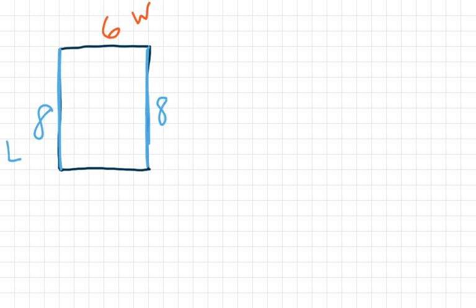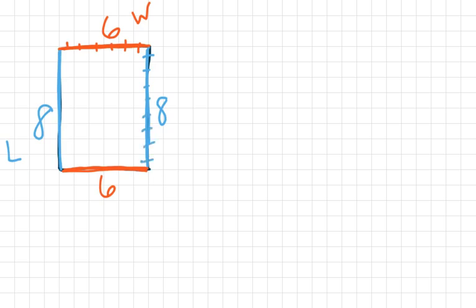And the same thing goes with these widths up here. We have a width of 6, and across from it will be equal and also be 6. Now I drew this on graph paper so you can see and count the units. This one has 1, 2, 3, 4, 5, 6 units. And this one has 1, 2, 3, 4, 5, 6, 7, 8 units.